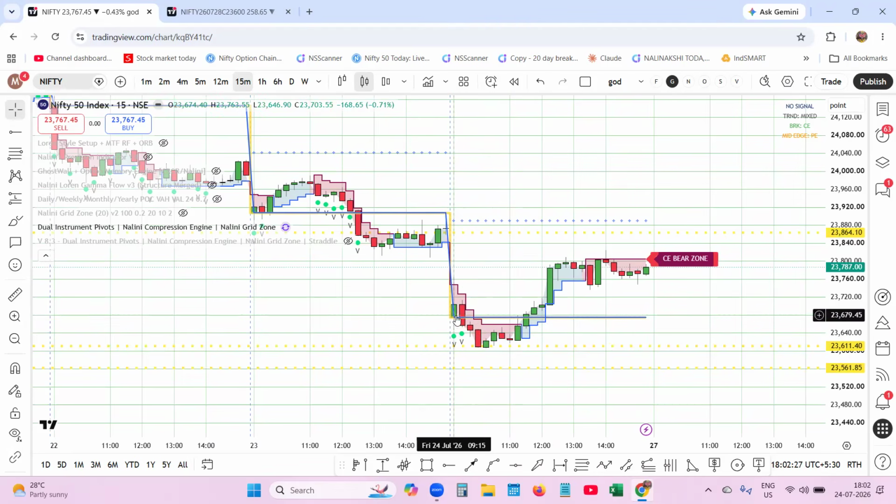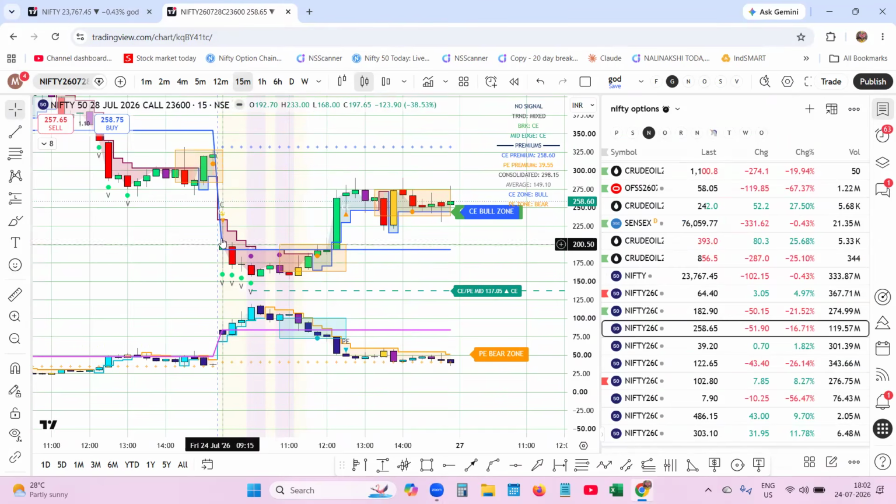You can see 1, 2, 3, 4, 1, 2, 3, 4. After 2 hours only, you get to trade. Here also 1, 2, 3, 4, 1, 2, 3, 4. My grid indicator automatically plots the range also. That I'm going to talk about later. This is the setup that I'm seeing for this.